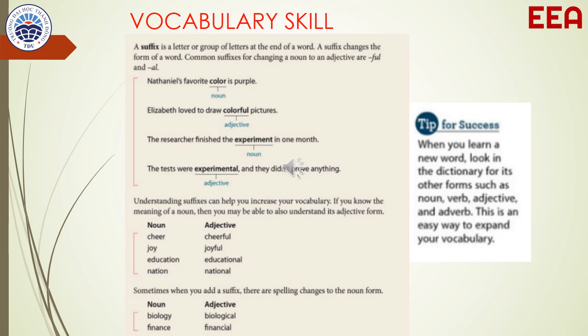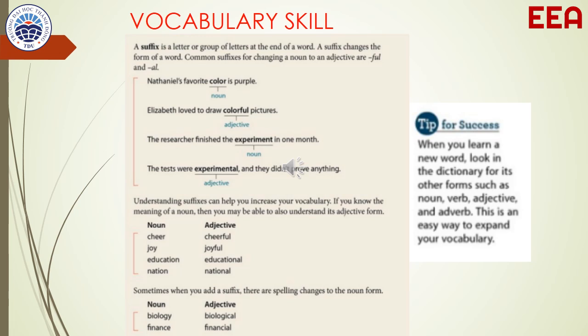Another example, experiment is a noun, but when you add the suffix -al at the end of the word, it changes into experimental, which is an adjective.